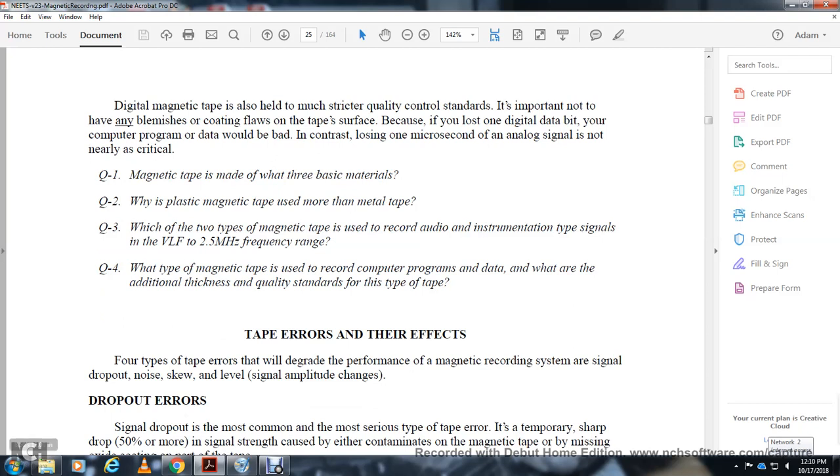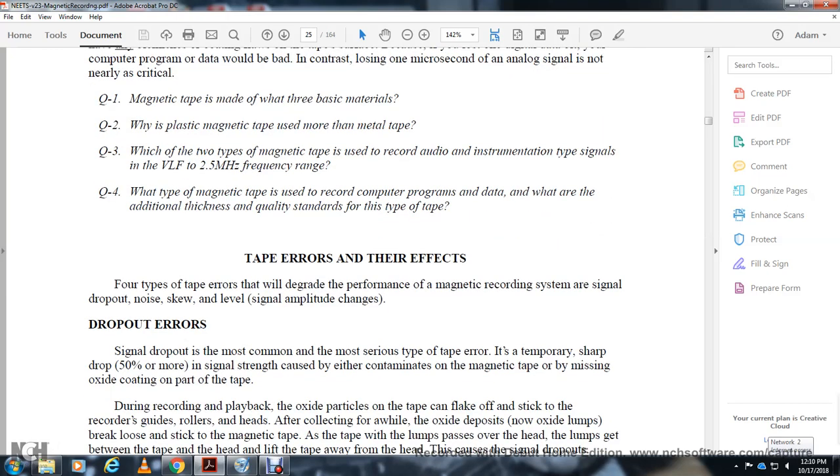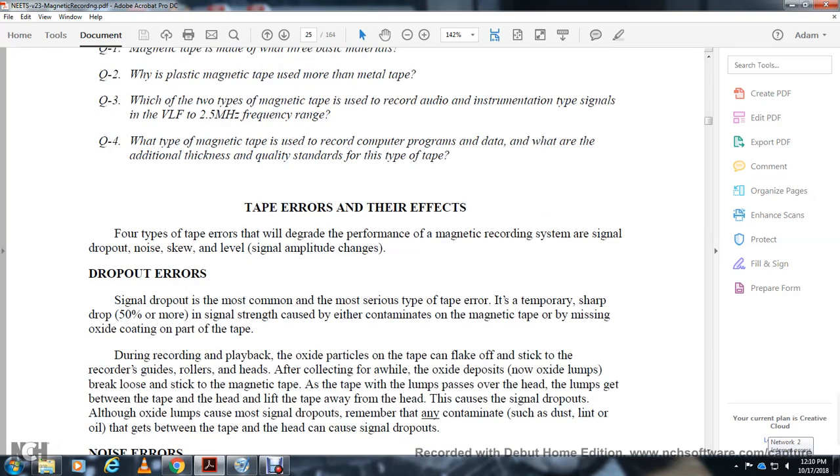Tape errors and their effects. The four types of tape errors that will degrade the performance of the magnetic recording system are signal dropout, noise, skew, and level, which is a signal amplitude change. The signal dropout is the most common and most serious tape error.